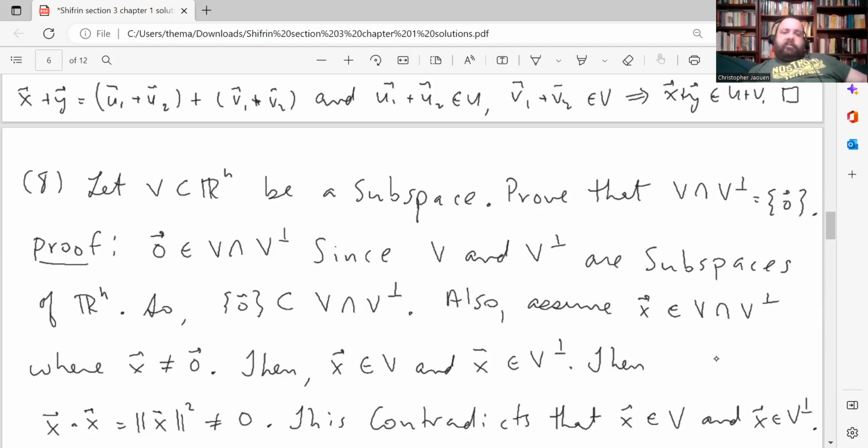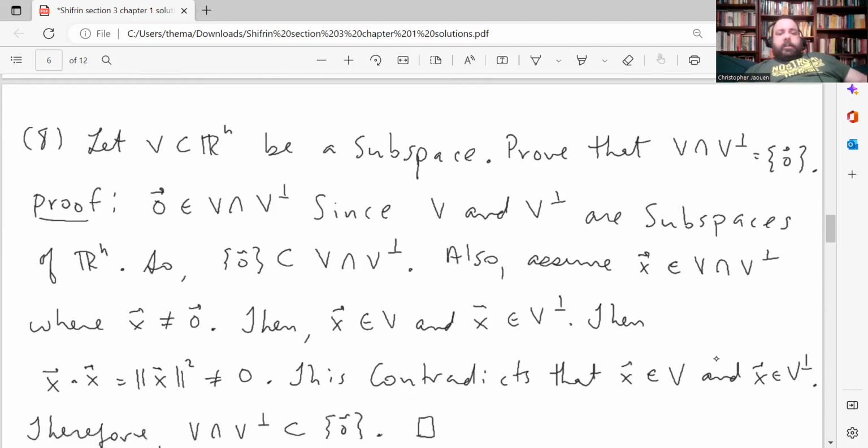All right, so here's the proof. Clearly, the zero vector is in V intersect V perp because they're both subspaces. We proved that in an earlier problem, right? V is a subspace, V perp is a subspace. So that means that the zero vector is in V, the zero vector is in V perp, so the zero vector is in their intersection, right?